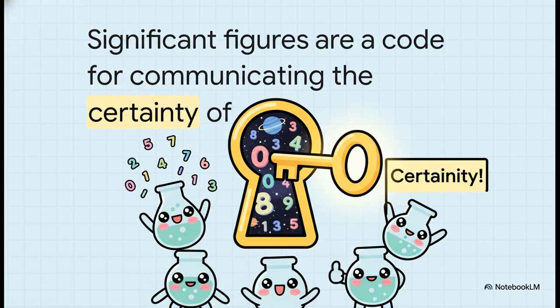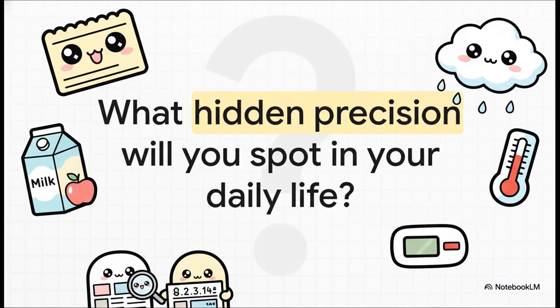So, if there's one thing you take away from all this, let it be this. Significant figures are not just some boring, arbitrary rules from a textbook. They are a universal code. It's how scientists and engineers all over the world communicate how certain they are about a number. It's the language of confidence. So, the next time you see a number out in the wild, on a food label, in a news report, anywhere, take a closer look. Now that you know the code, what hidden stories about precision are those numbers just waiting to tell you?